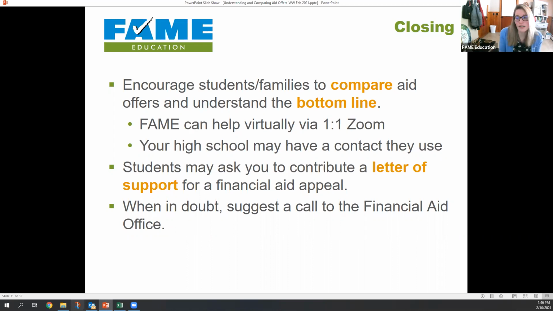And always, of course, when in doubt, suggest that they call the financial aid office. They can certainly start with us if that feels more comfortable for whatever reason. We're absolutely willing to help, but it's never a problem to call and ask the financial aid office. They're there to explain particularly their process and their financial aid offers. They want to help, so always encourage asking the questions. There's no such thing as a foolish question in that case, and you may be surprised by the answer. So always encourage reaching out to the college directly with those types of questions.